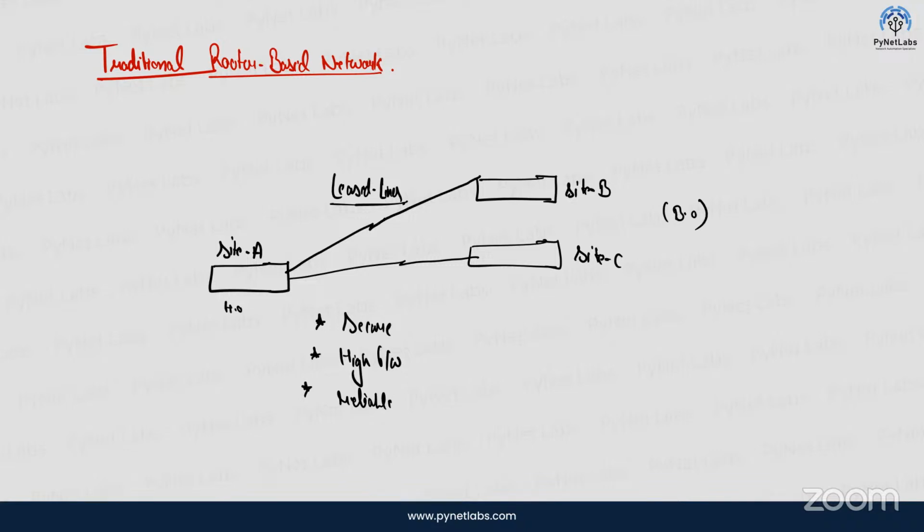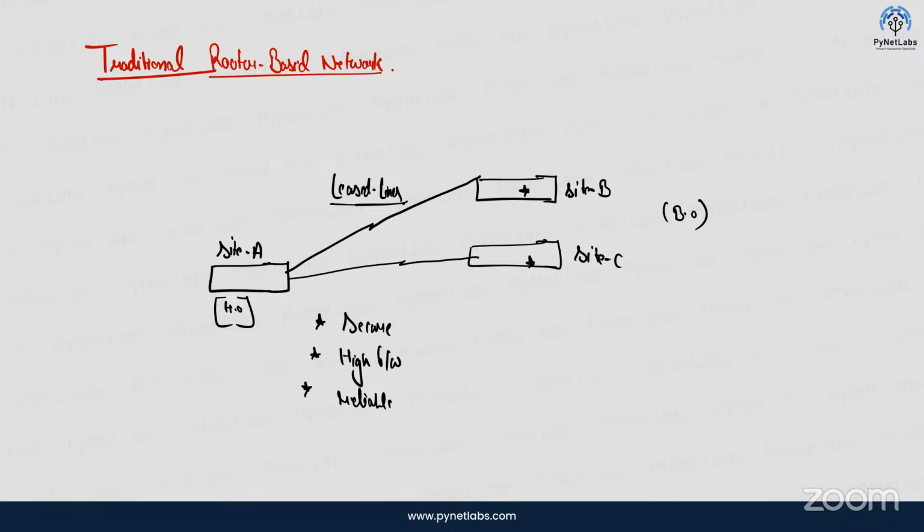So this was the point I was mentioning, that we have traditional router based networks where, if I have this site A, assuming this is my main head office, and these are my branch offices B and C, the connectivity was established via dedicated point-to-point links, and via the leased lines we were able to get connectivity with the different branch offices.